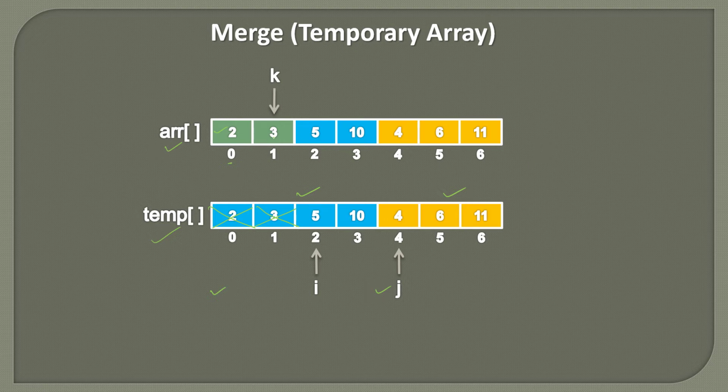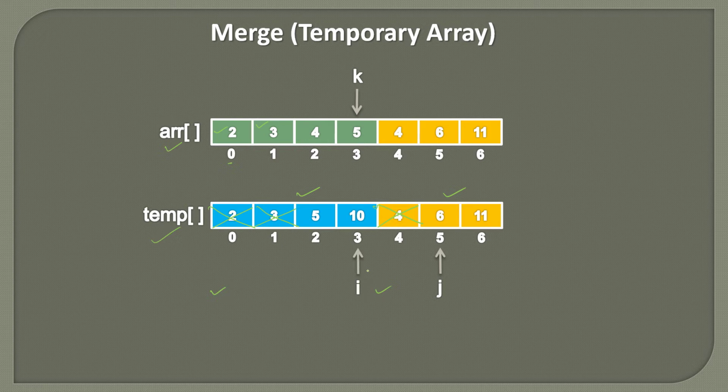And the concept remains the same when we do the merge sort. So after filling 3, we increment K and then we again compare 5 and 4. So 4 is smaller, so 4 takes this place. So we are done with this element. So we increment J. And here similarly we do the filling. So in the next iteration 5 is less than 6, so 5 comes here.